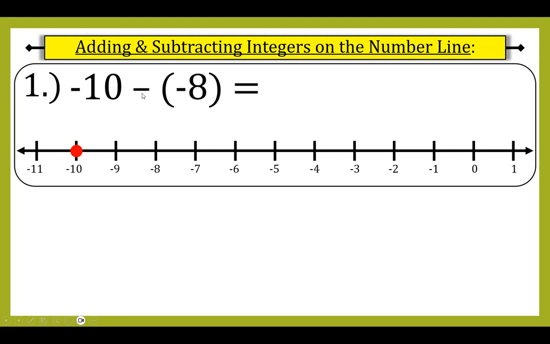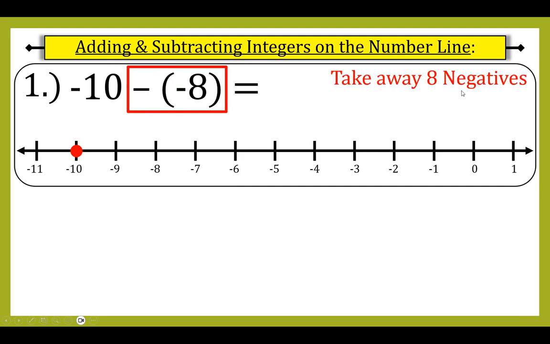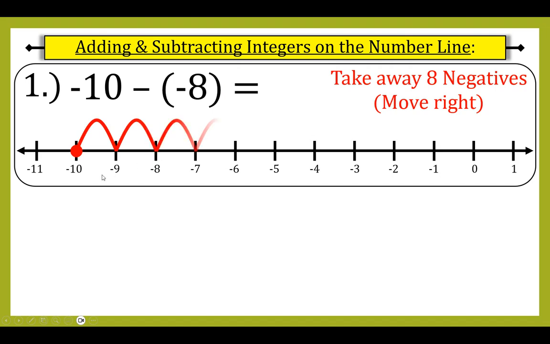So what I'm going to do is think about that. If I'm taking away a negative value, then that means subtracting a negative. If I'm taking away 8 negatives, I'm actually moving right, because I'm taking away negatives. So here I'm going to move 8 intervals to the right, and wherever it stops, that is my answer. So -10 minus -8 is equal to -2.